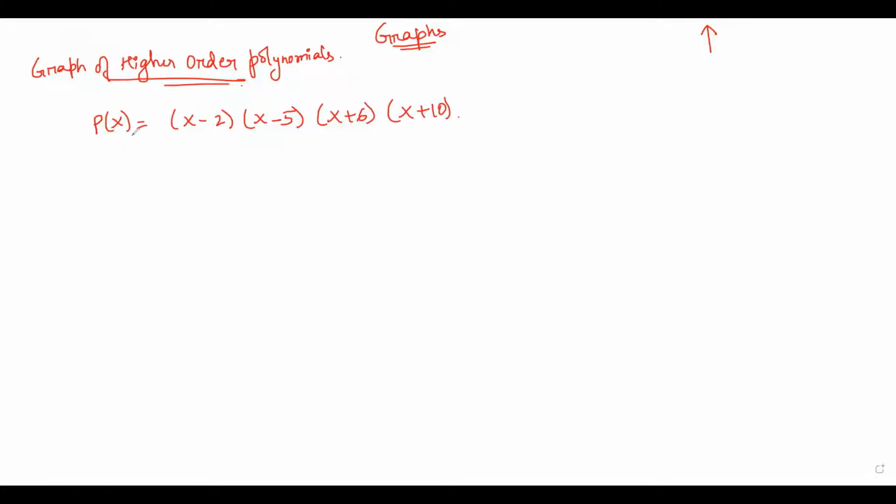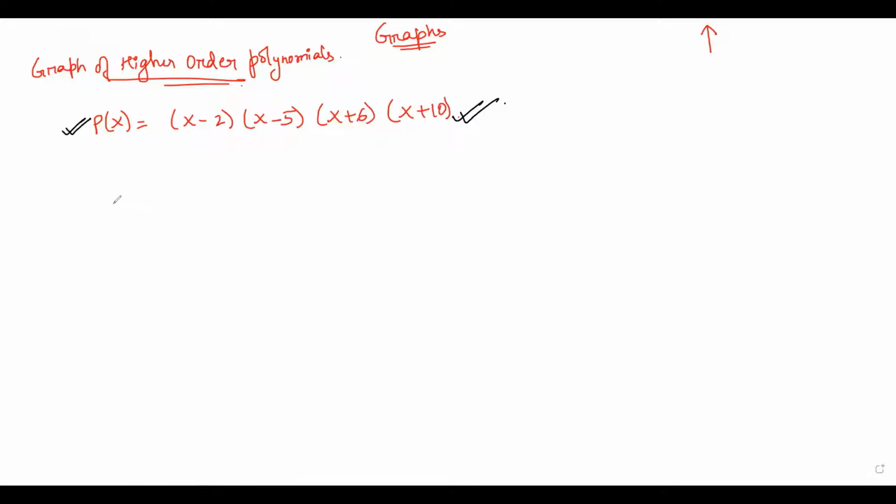Now suppose we have been given a fourth order polynomial p(x) as (x minus 2) times (x minus 5) times (x plus 6) times (x plus 10), and we need to plot the graph of this polynomial. Well, to plot the graph of higher order polynomials, first we need to find those range of values of x for which this polynomial would be attaining positive values and negative values, which we have already seen in the inequalities video. So first, let us try to find those range of values of x for which this polynomial p(x) would be attaining positive and negative values.